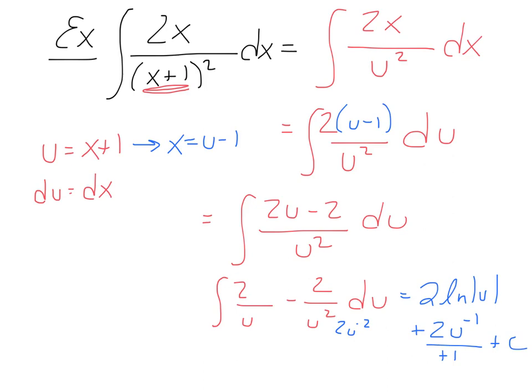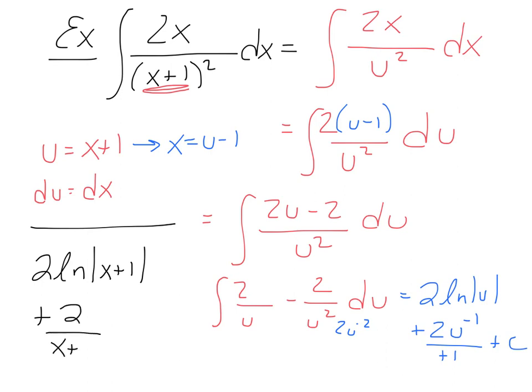And so my final answer I'll do in black here. Oops, that's probably not enough space. My final answer I'll put here on the left side will be 2 natural log absolute value of u, which was x plus 1, and then plus 2u to the negative 1. So 2u to the negative 1 means divide by u, and u is x plus 1, plus c. So there in black, bottom left, would be my antiderivative.